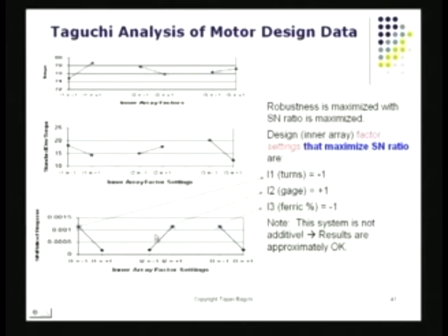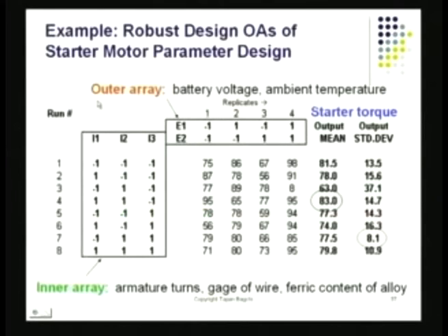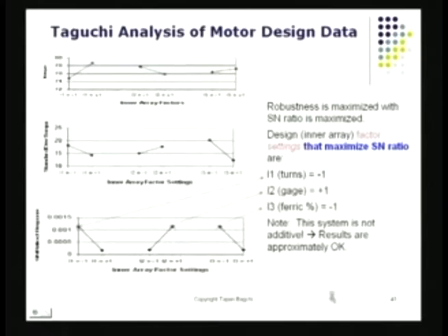Taguchi's idea was, if you maximize signal to noise ratio, you're getting maximum robustness. That's what he said. He said if you're maximizing signal to noise ratio, you're maximizing robustness. That was his suggestion. And of course, here we've got the main effect of these three different control variables, which you saw earlier. Let me just remind you what those variables are. They are armature turns, gauge of the wire, and ferric content of the core. Once you plotted this, you could see the main effect of each of those things.